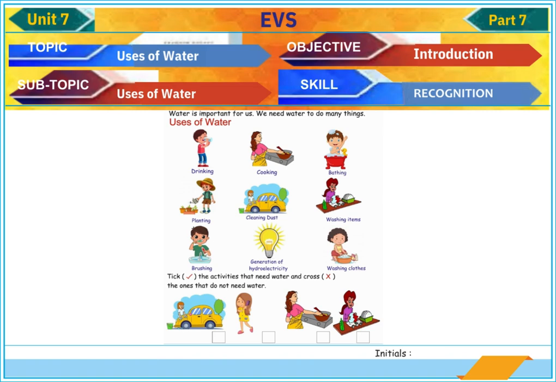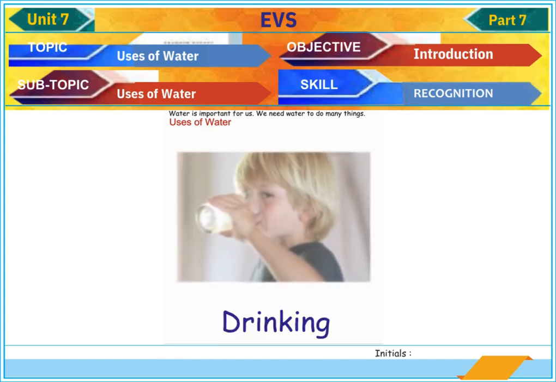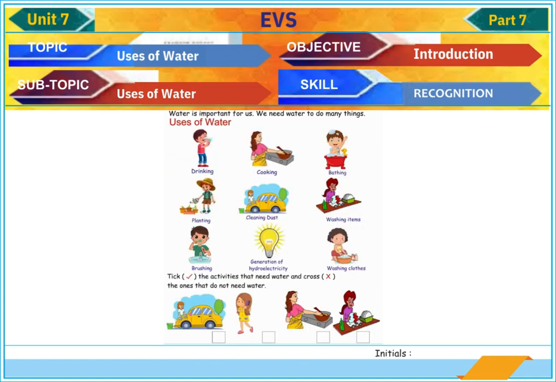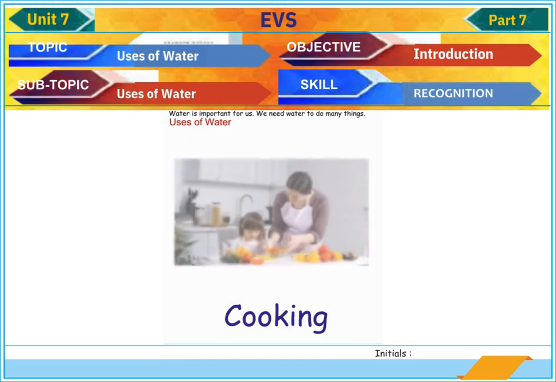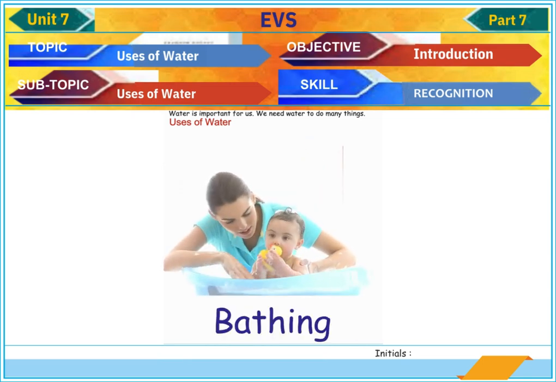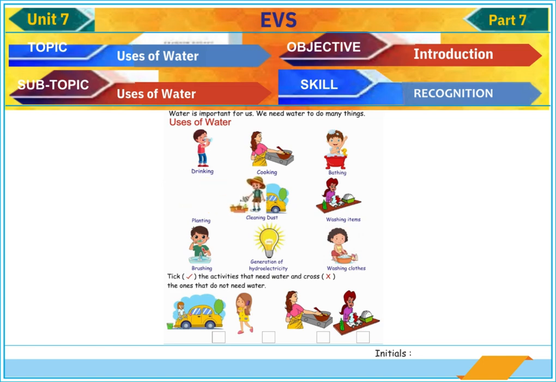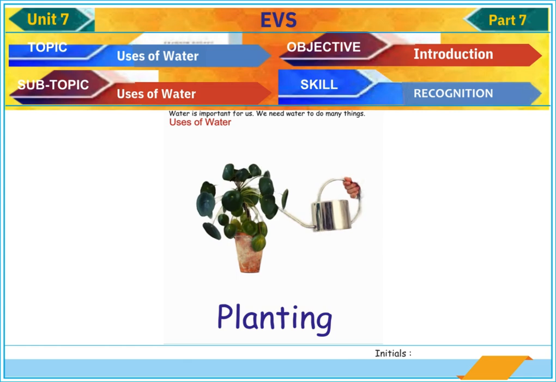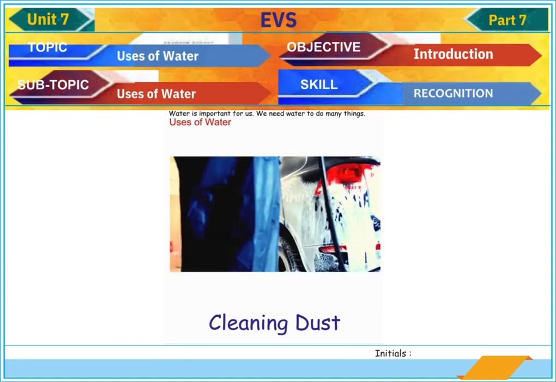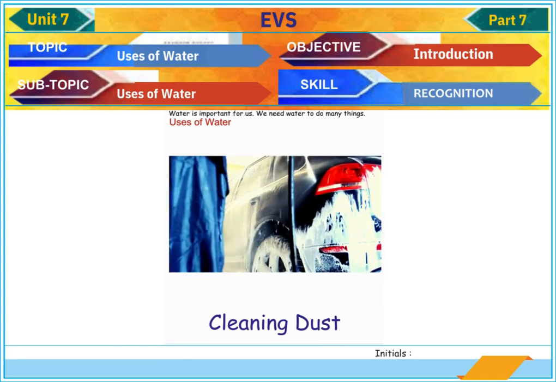Uses of water. Water is important for us. We need water to do many things. Drinking. Cooking. Bathing. Planting. Cleaning dust.